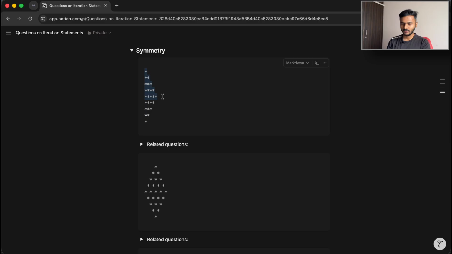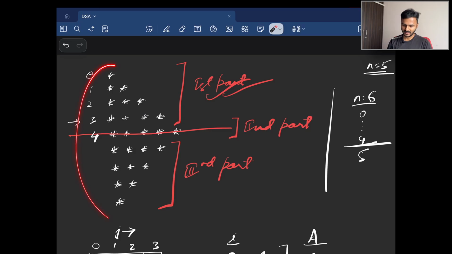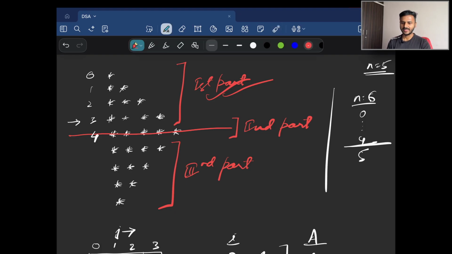Now we'll move on to the third part, which is this. And for that, let's come back over here. Like I was saying, the third part over here is the mirror image of the first part. And like I also said, we will try to figure out a solution for the first part and use that to print the third part. But before I do that, let me clear this a little bit so that we have enough space to write whatever we need to.